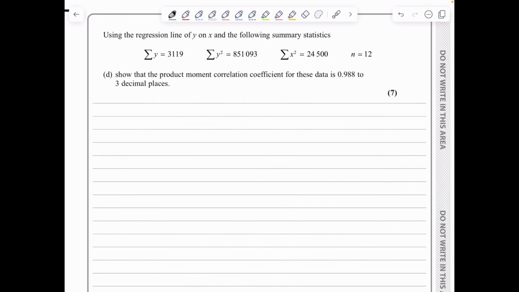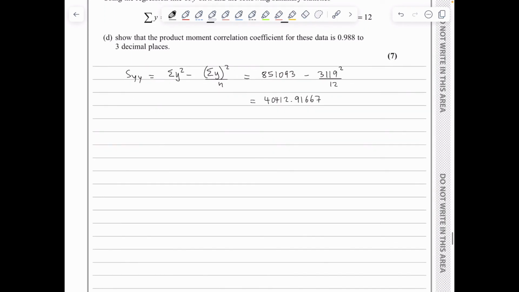Let me start by reminding you that Syy is defined to be sigma y squared minus sigma y all squared over n, which in our case is going to be 851093 minus 3119 squared over 12, and this gives an answer of 412.91667. Notice I'm quoting full accuracy here because I'll be calculating lots of quantities along the way. I want to make sure that I'm not going to sacrifice my final accuracy due to premature rounding errors.